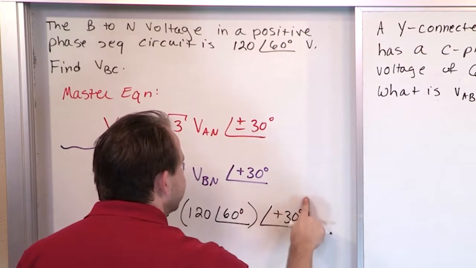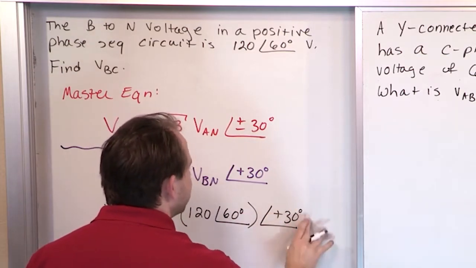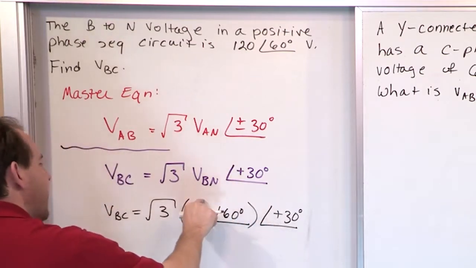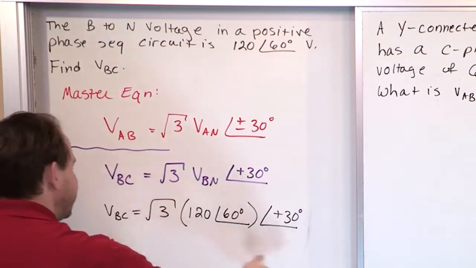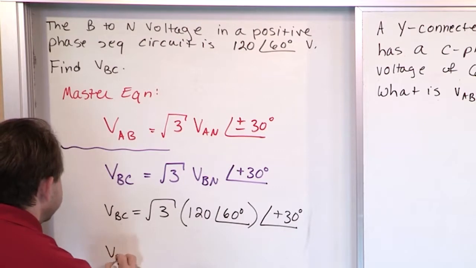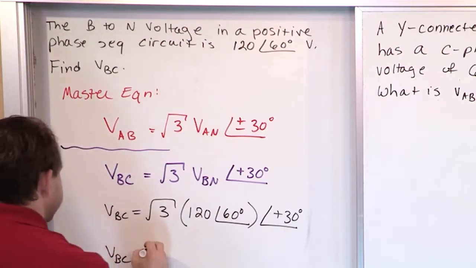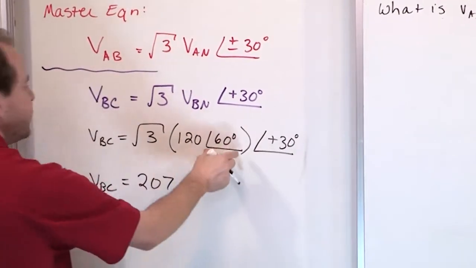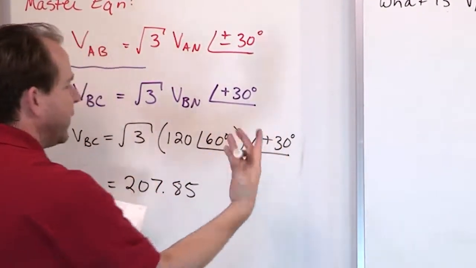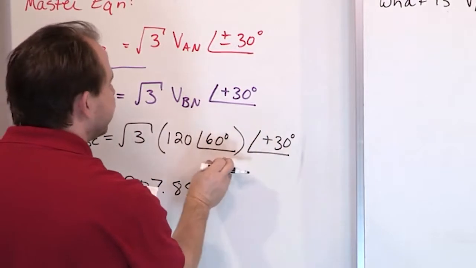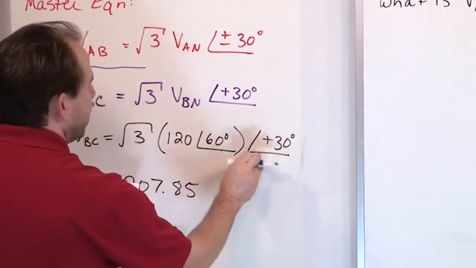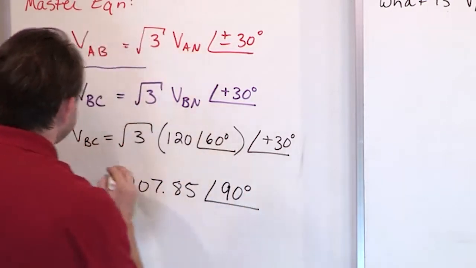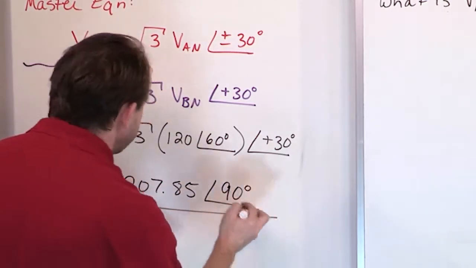You can, in your head, put parentheses around it if you want, you don't have to. But there's an implied 1 out here. So what's happening is you're taking that 1 times the 120 times the square root of 3. That's going to give you the new magnitude. VBC is going to be 207.85. And now you have a phase angle times a phase angle. We already talked about, since this is complex exponentials, you add the angles. 60 plus 30 is 90. So you write it as plus 90 degrees. Very simple. That's it. All right.